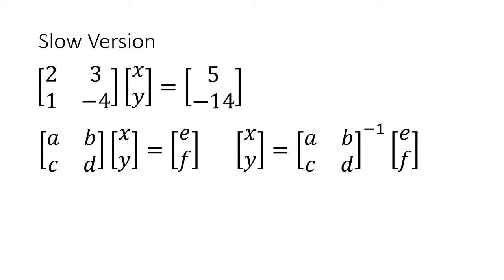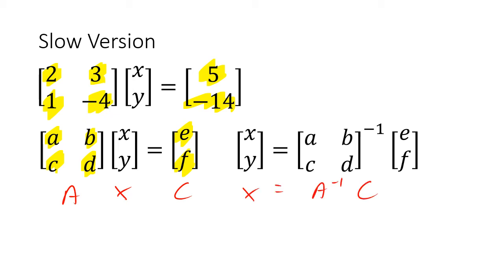Now for the slow version. This is the matrix we had. So 2 is A, and then 3 is B, 1 is C, -4 is D, and then our 5 gives us the E, and then -14 gives us the F. If we want to find the solution to this, because this is A x equals C, then x equals A to the -1 times C. And the only thing we've got to work out really is what is this?